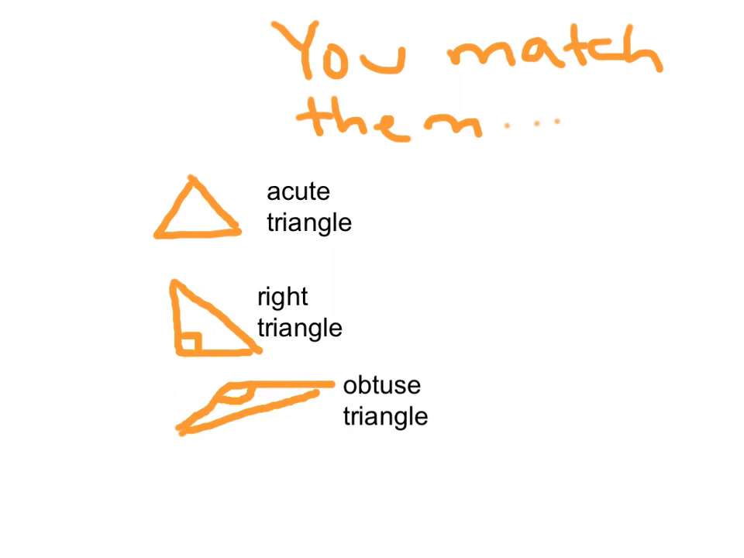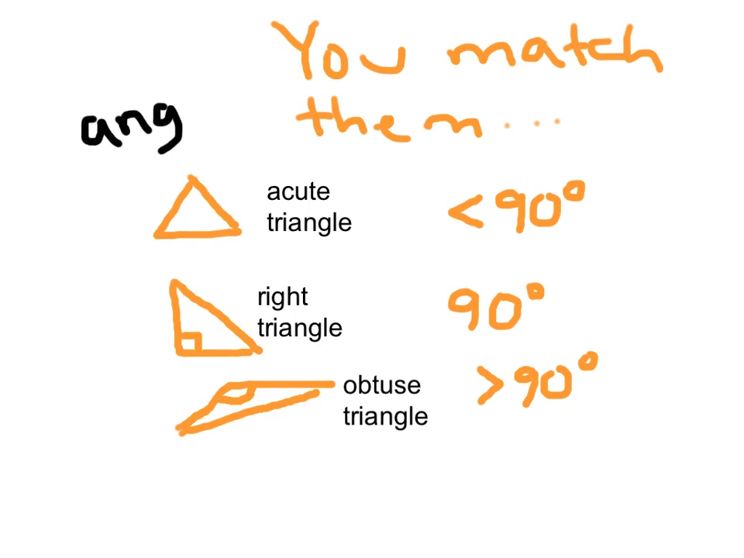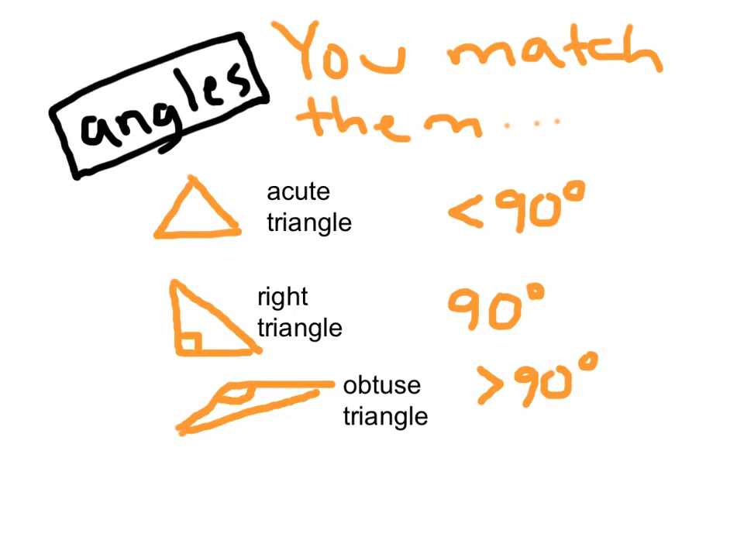And so, that's classifying by angles: acute angles are less than 90 degrees, right angles are 90 degrees, and obtuse angles are greater than 90 degrees. So one of the ways you can definitely name triangles is by the angles inside of them. The other way, which I mentioned earlier in our intro, was by its sides.